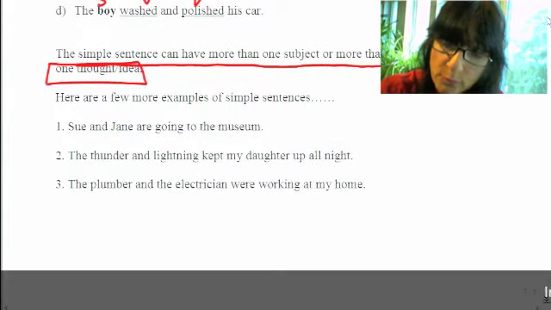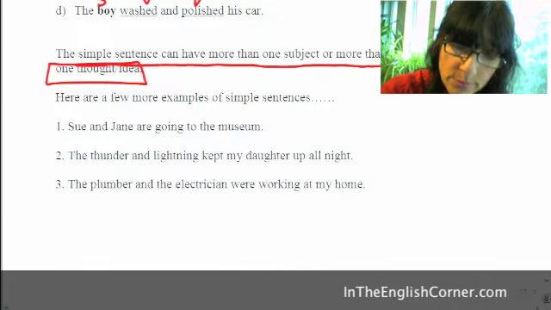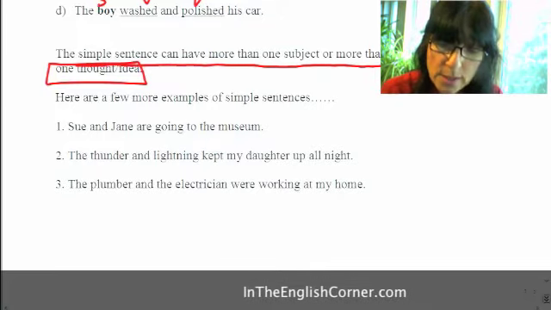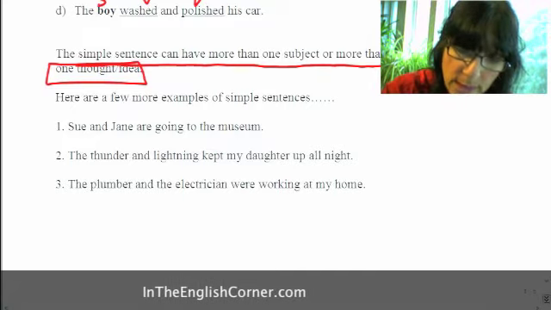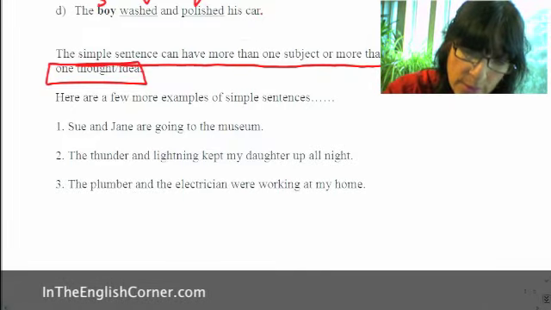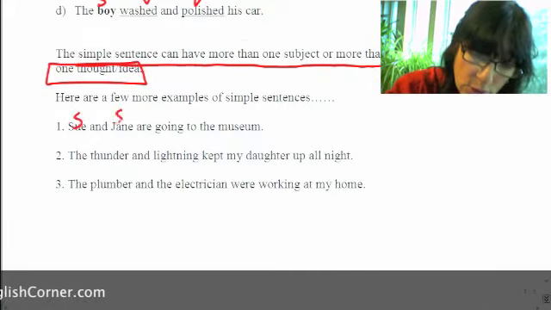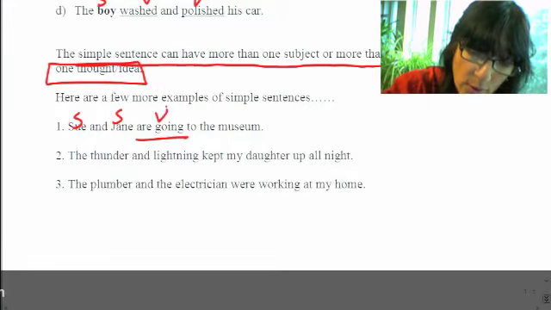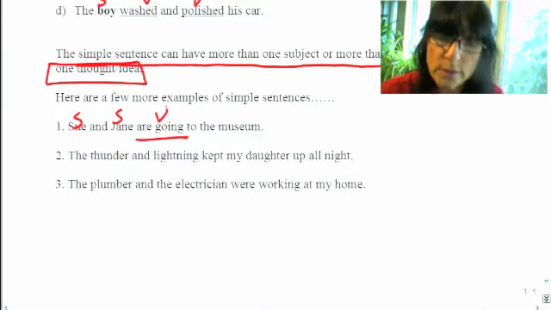Let's take a look at a few more examples together to analyze them and see why these are simple sentences. The first one, Sue and Jane are going to the museum. In this sentence, you've got the subject Sue, Jane, and there's your verb, are going. One thought, they're just going to the museum.